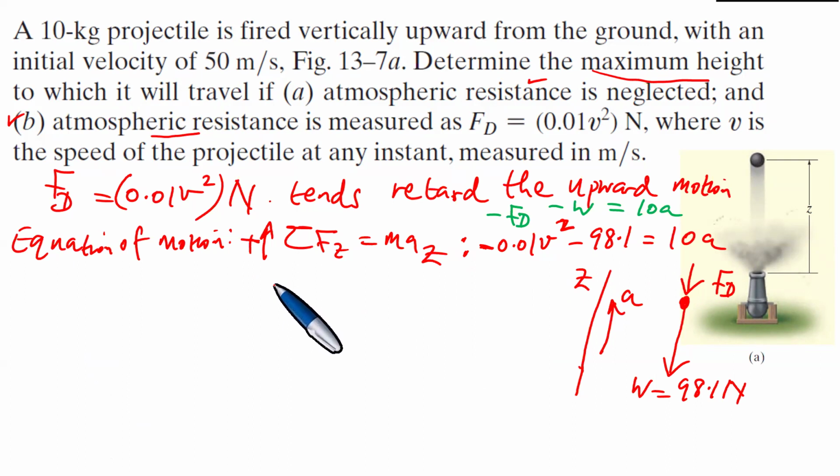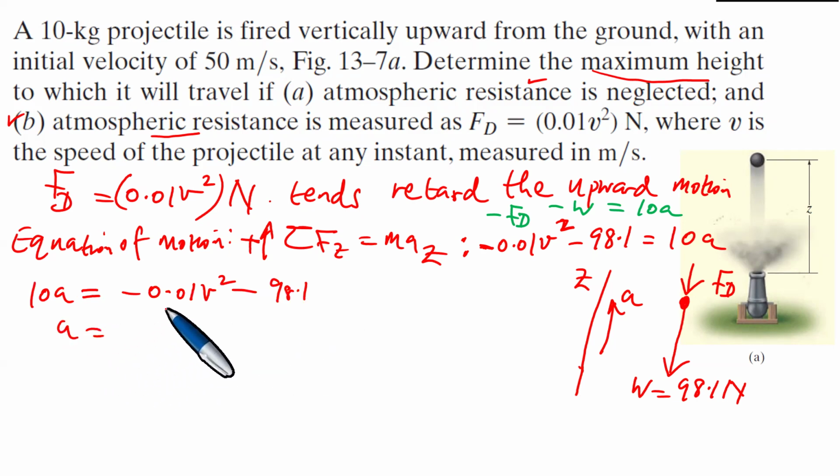But now there's more we can say. Let us make acceleration the subject here. If 10A is minus 0.01 V squared minus 98.1, you divide through by 10, and you get minus 0.001 V squared minus 9.81.